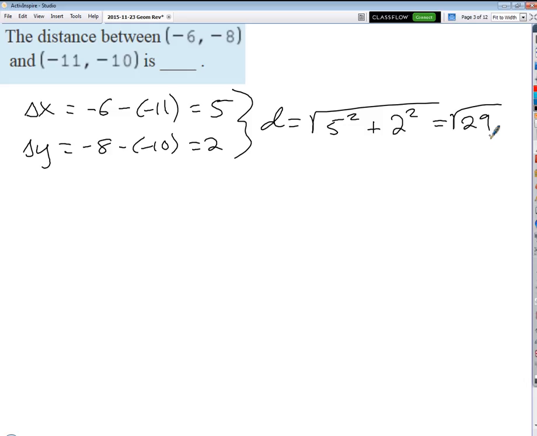Okay, so then all we have to do is ask ourselves, that is the exact answer, but can it be simplified? Is there a perfect square from our list that's going to divide evenly into 29? No, there's not. 4 does not go into it evenly. 9 doesn't go into it evenly. 16 doesn't. Obviously 25 doesn't. The other ones are too big. So that's our answer, right? We can't do anything to this. That's just how we leave it. Okay? All right.